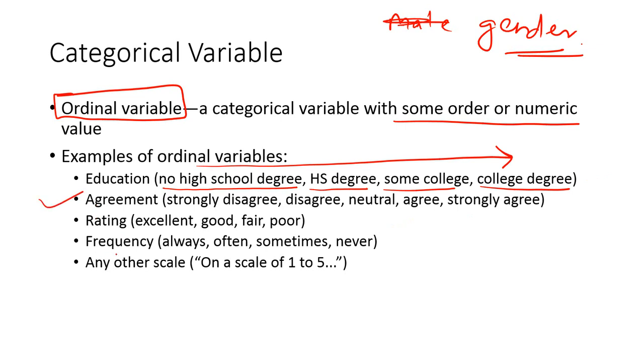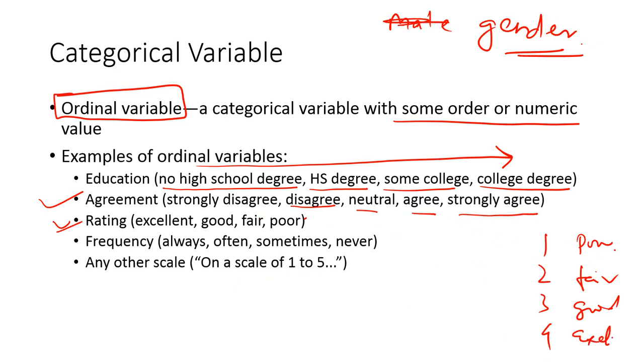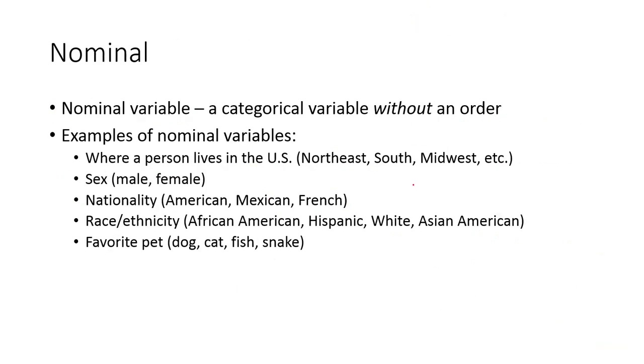Similarly, another example could be agreement. You are strongly disagreeing on something, you are disagreeing, you are neutral, you are agreeing, and you are strongly agreeing. So we can see some order, from strongly disagree to strongly agree. Rating of something: excellent, good, fair, poor. You're rating sportsmen or celebrities, you can give some sort of rating. It can be numbers also, 1, 2, 3, and 4, or you can say it's poor, it is fair, it is good, and excellent. That's why we call these ordinal variables, because we can order them in some fashion.